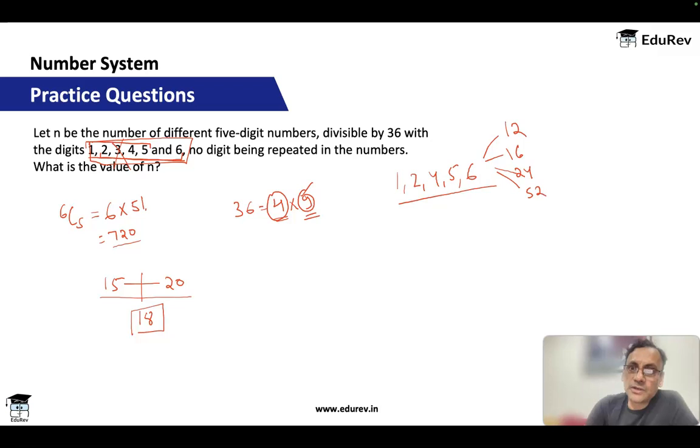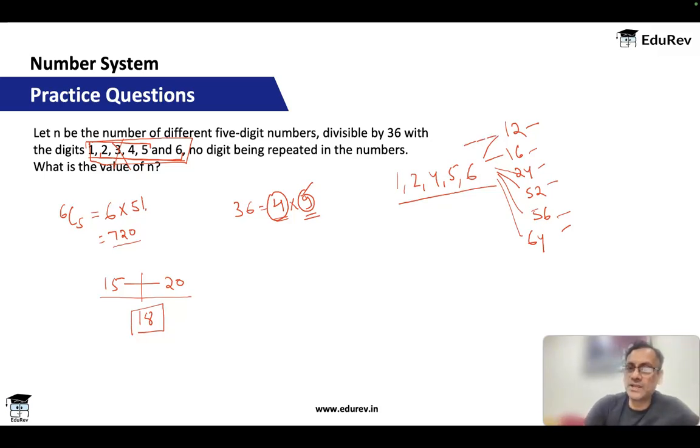So after 30s, we had to skip 40. We couldn't have 44, 48, so 52. Then you can have 56. 60 you can't have. You can have 64. And 64 is the largest one. So 1, 2, 3, 4, 5, 6. When I say 12, it means the number should end with 12.